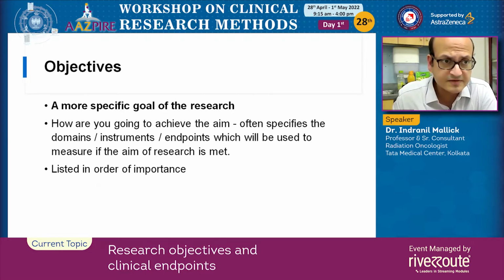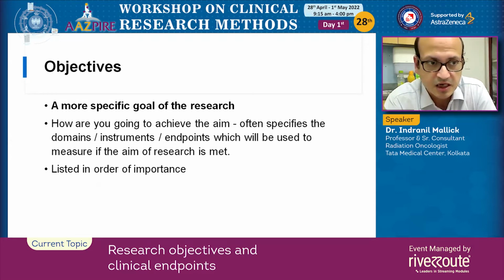What about objectives? Objectives are much more specific goals of the research, and they describe how you are going to achieve that aim. They often specify the domains or the definitions of that aim, the instruments that you're going to use, and the particular endpoints which will be used to measure if the aim of the research is met or not. And usually these are listed in a certain order of importance.